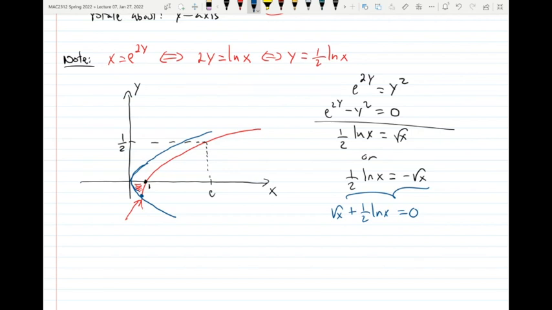So let's see if we find it, and we know actually from the picture that's the only solution that we have, because the natural log function keeps going this way, getting closer and closer to the y-axis, and this bottom part, negative square root of x, is just going farther away from the y-axis. The only case that they meet is here.